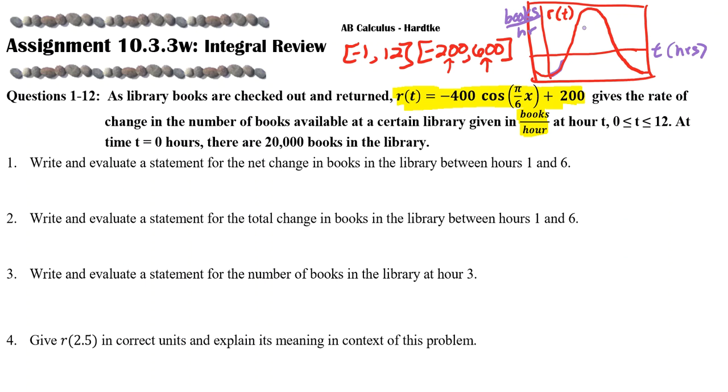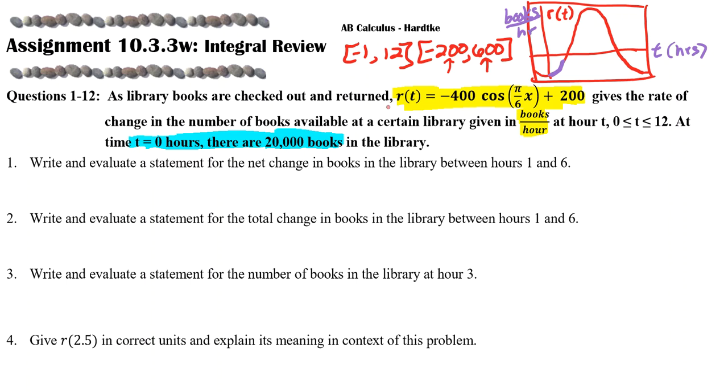And then another important piece of information you always want to look for is, is there an initial value? So at t equals 0, there were already 20,000 books in the library. So we'll make use of that where appropriate. All right, so read very carefully.